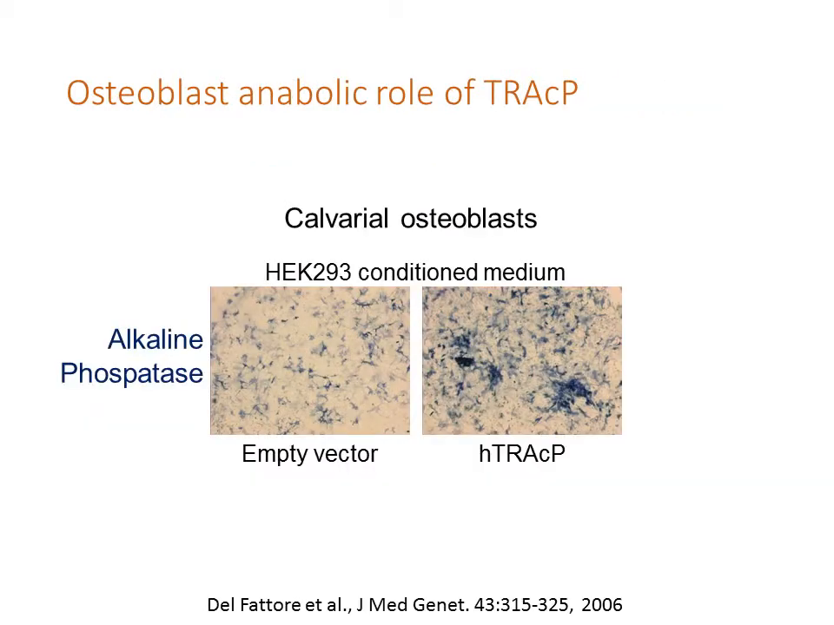And we contributed to the understanding of the osteoblast anabolic role of the tartrate-resistant acid phosphatase, shown here. When we cultured calvaria osteoblasts with conditioned medium from cells that have been transfected with TRAP, you see here that the alkaline phosphatase activity, which is a marker of osteoblast function, is increased in the presence of TRAP.